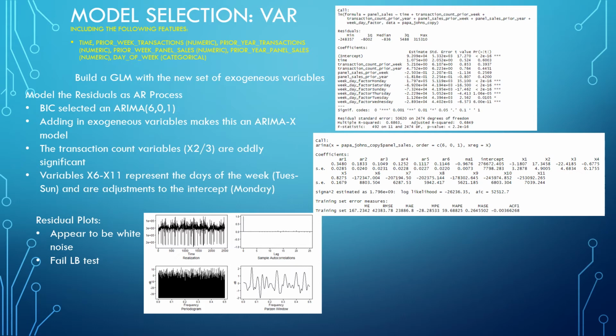Again, we fit the residuals of this final ARIMAX model and we see that our correlations here appear to be white noise. The residuals look very good. Again, it fails the Box-Ljung test, but what doesn't?